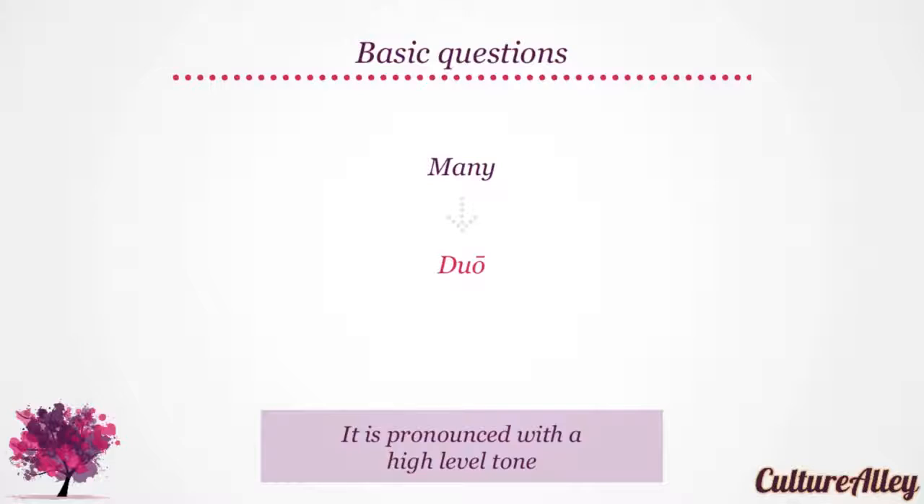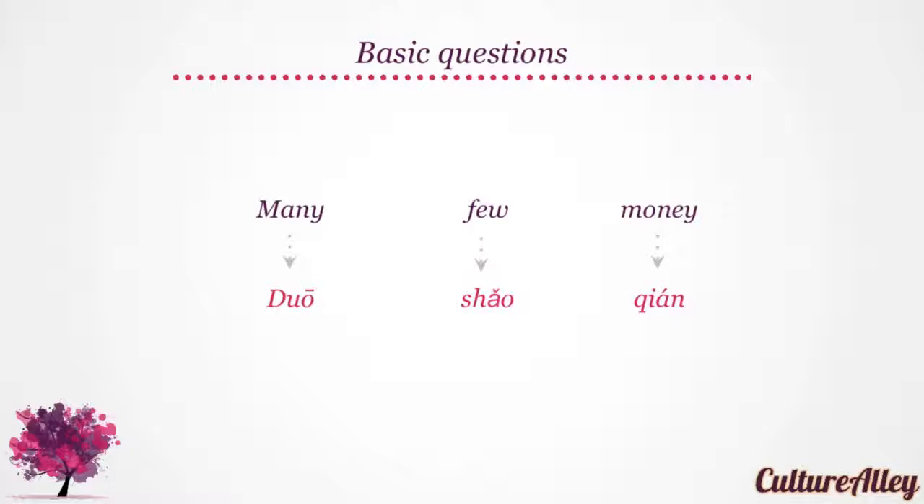Many translates to 多 and is pronounced using a high-level tone, while few means 少 and is pronounced using a falling, rising tone. Lastly, money, which translates to 钱, is pronounced with a mid-rising tone. Great! Let's take a look at the breakup of the sentence as well.